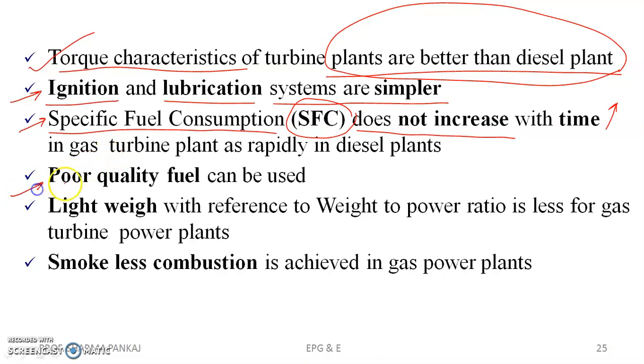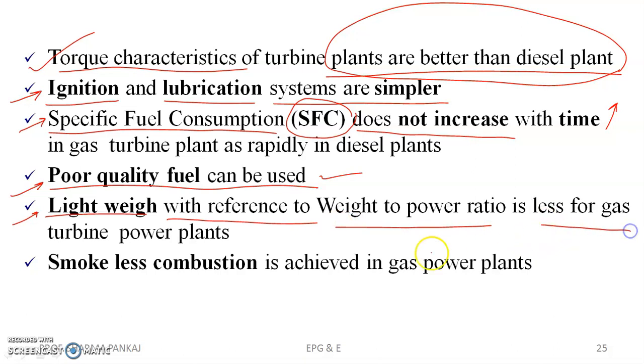The next one is that poor quality fuel can be used. Yes, in a gas-based power plant or gas turbine power plant, poor quality fuel can be used. The next point is lightweight. It weighs light. Lightweight, with reference to weight to power ratio, is less for gas turbine power plants.